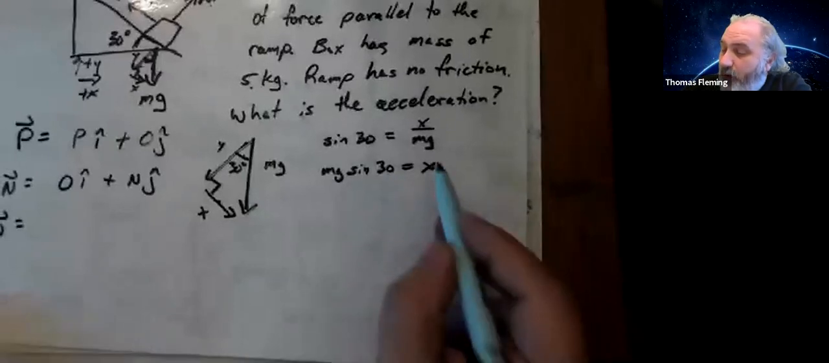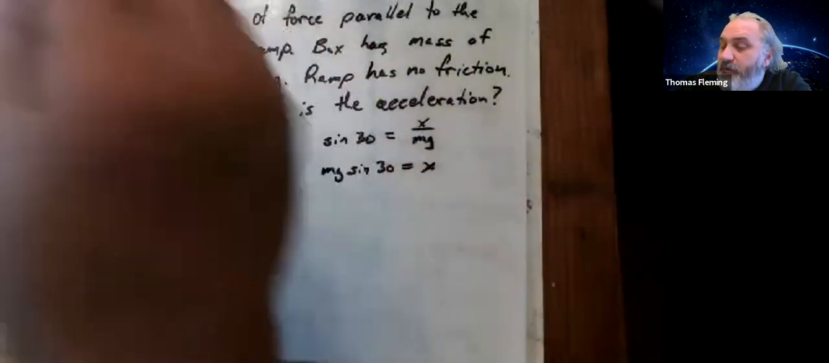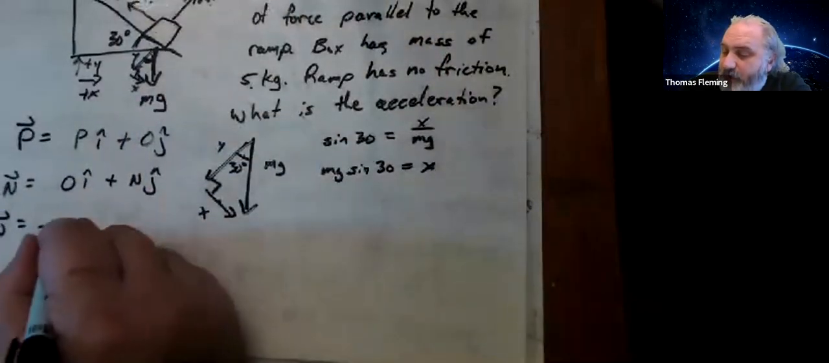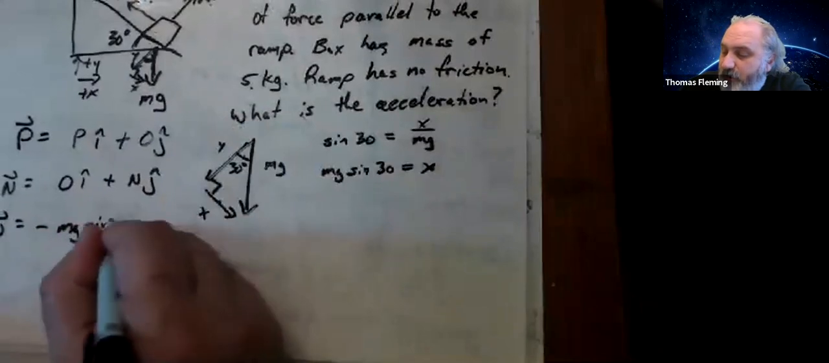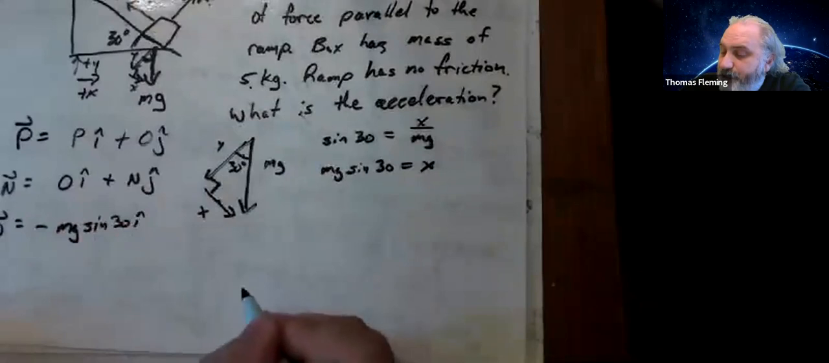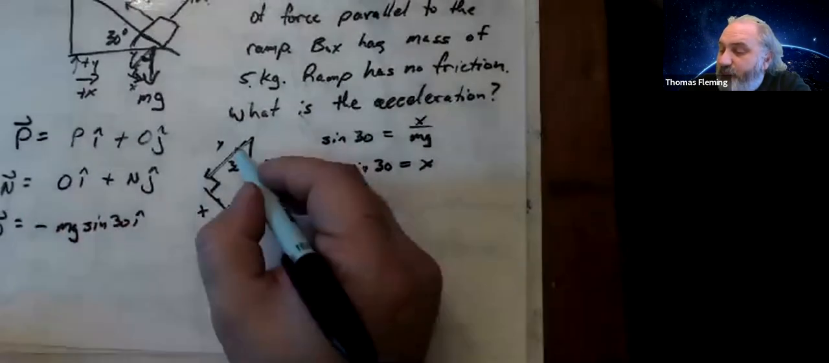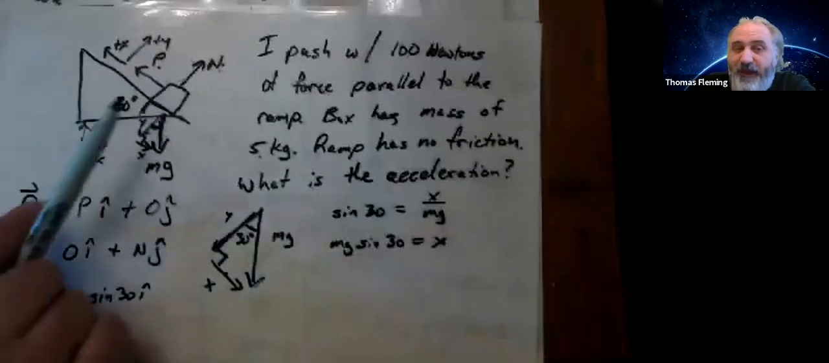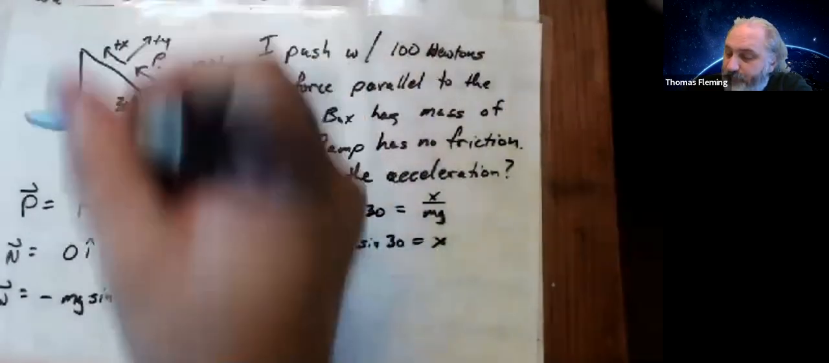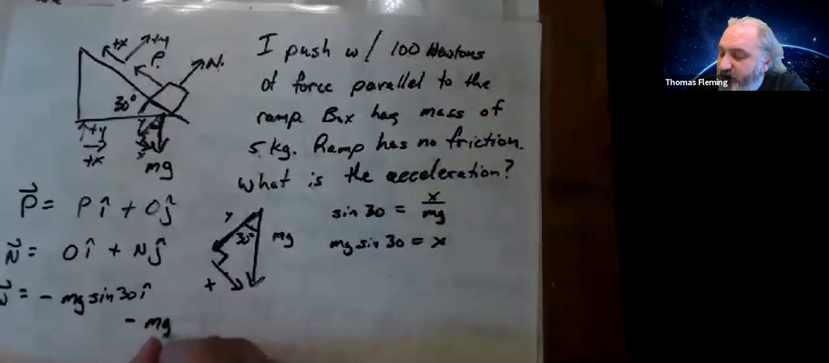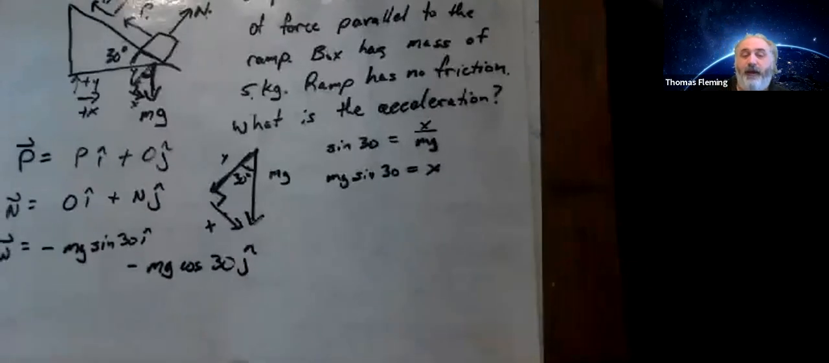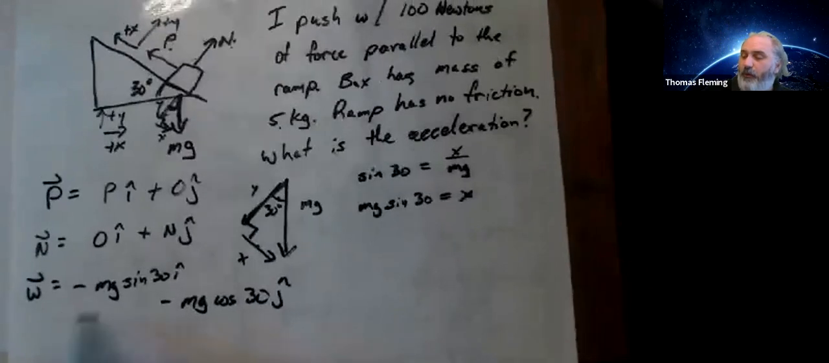So this is the x part, and up the ramp is positive, down the ramp is negative. It's definitely pulling it down the ramp, so it's negative mg sine 30 i hat. The y component I'm going to get from the adjacent side of the triangle. It's still negative because positive y points out of the ramp, but gravity is trying to pull it into the ramp. So minus mg cosine 30 j hat. And so those are the components of the weight when I break them down.